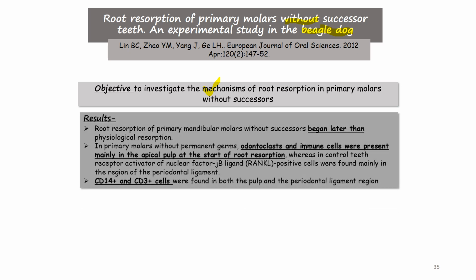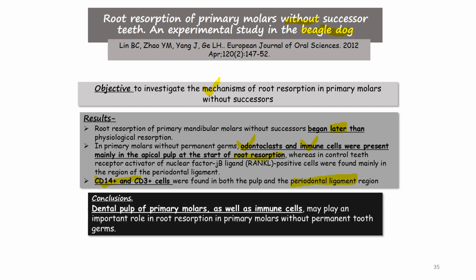The results showed that the resorption in such teeth began much later when compared to that of the physiological resorption. Also, the pulp showed odontoclasts and immune cells nearing the resorption site. There were few immune cells noted in the periodontal ligament area. They concluded that the dental pulp of primary molars as well as the immune cells may play a role in the resorption of such teeth.